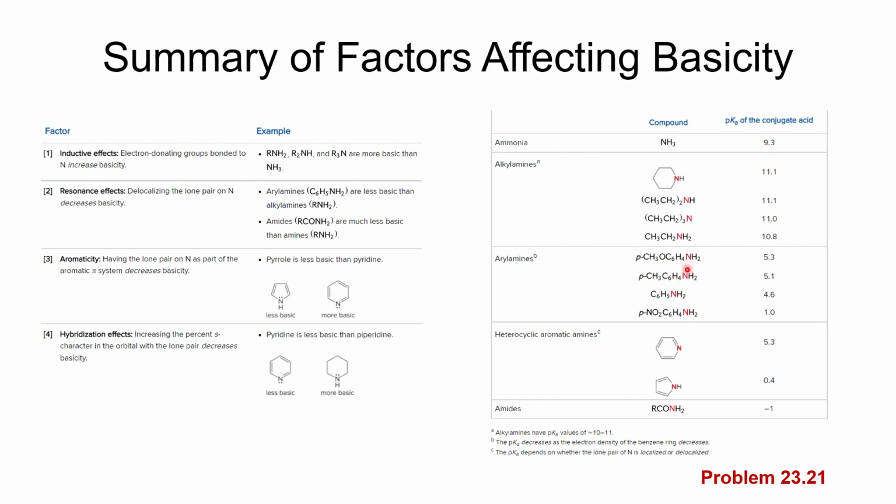When we look at aryl amines, you'll see the pKa of the conjugate acids are much lower. And that's because the lone pair of electrons in aryl amines are delocalized. And because they're delocalized, they're just not as available to act as a base. So their conjugate acids are much stronger. The stronger the acid, the weaker it is as a base.